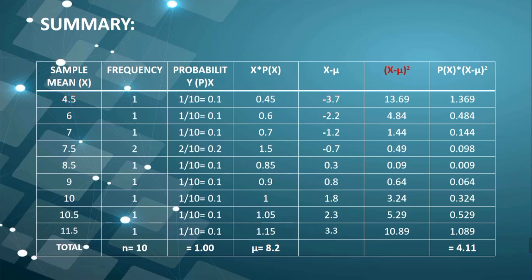Next is to square all the differences, such as negative 1.2 squared is 1.44 and negative 0.7 squared is 0.49. Finally, you will compute the probability of x multiplied by (x minus mean) squared. An example of this is 0.2 times 0.49 is 0.098 and 0.1 times 0.09 is 0.009. Gather the total sums, thus getting the variance of the sampling distribution of the sample mean of the population 3, 6, 9, 11, and 12, that is 4.11.